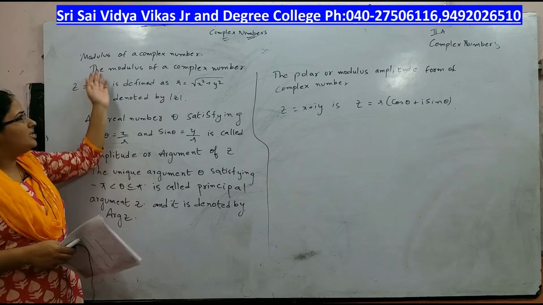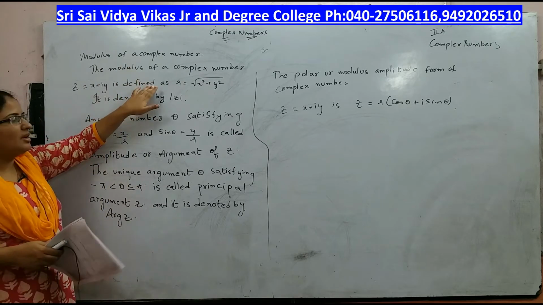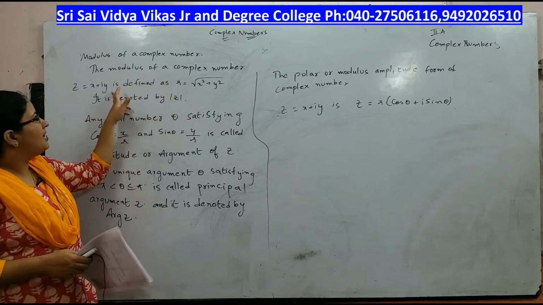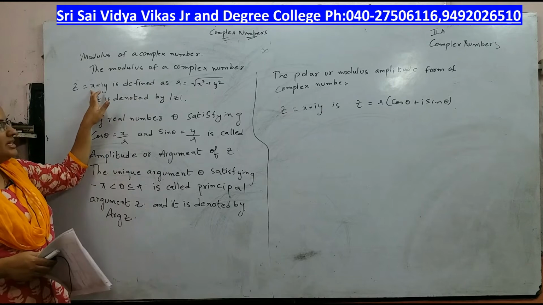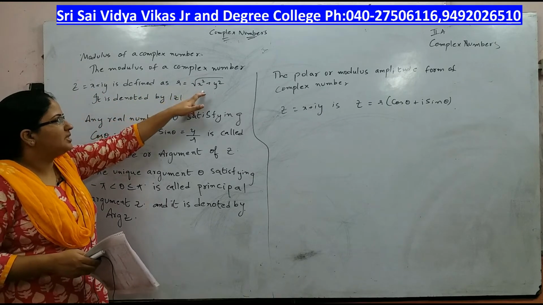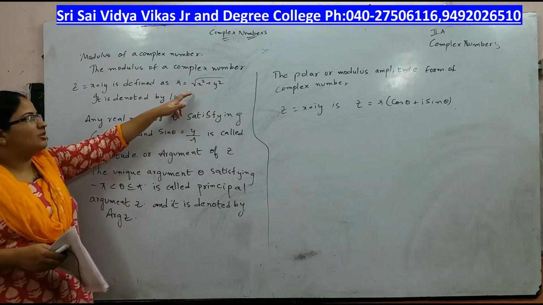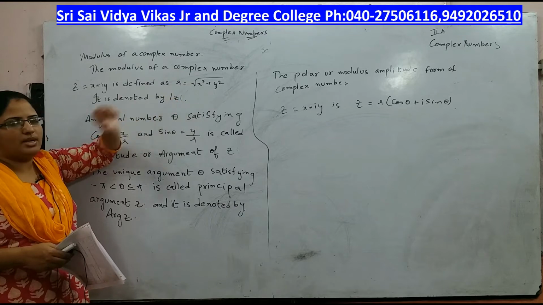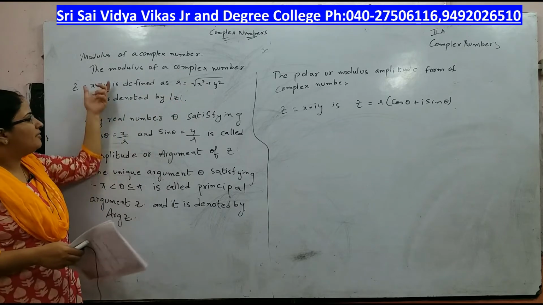What is the modulus? The first definition that you have is the modulus of a complex number. If the complex number is x plus iy, the modulus r is equal to root of x square plus y square. This root of x square plus y square is called the modulus of a given complex number.